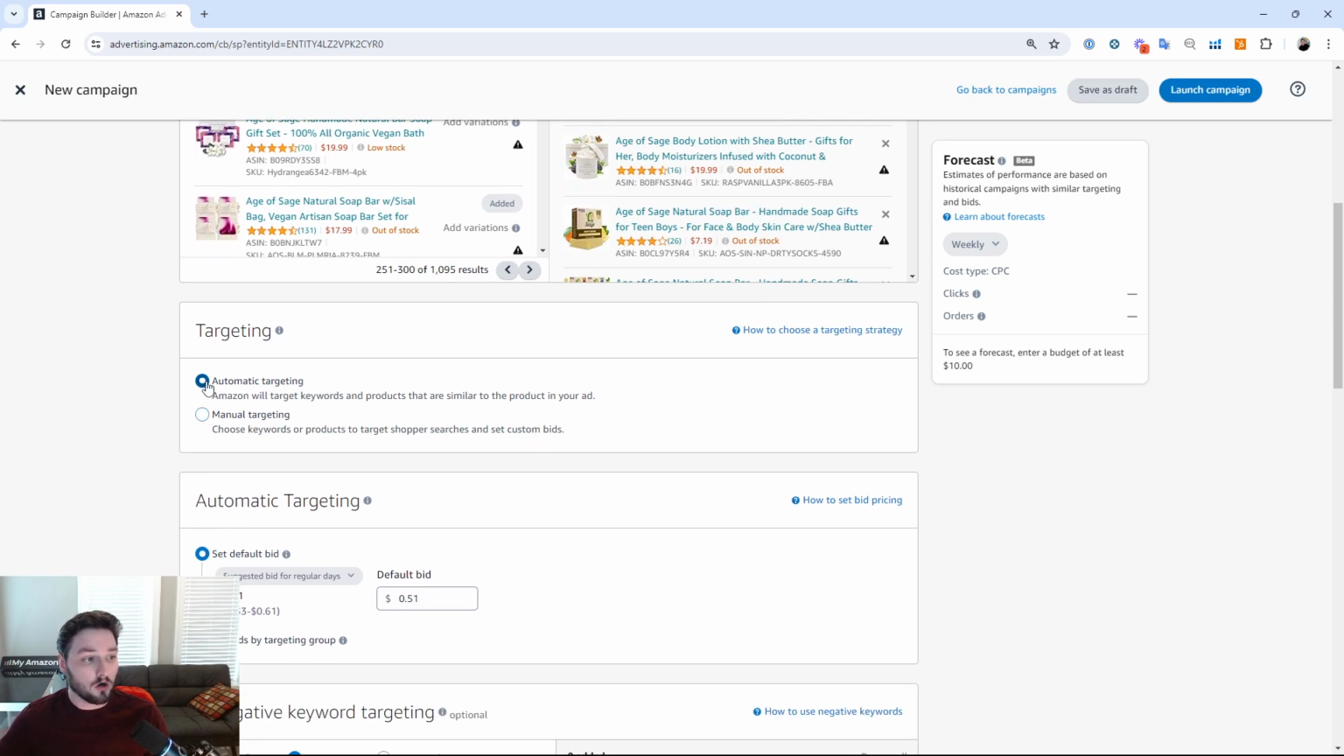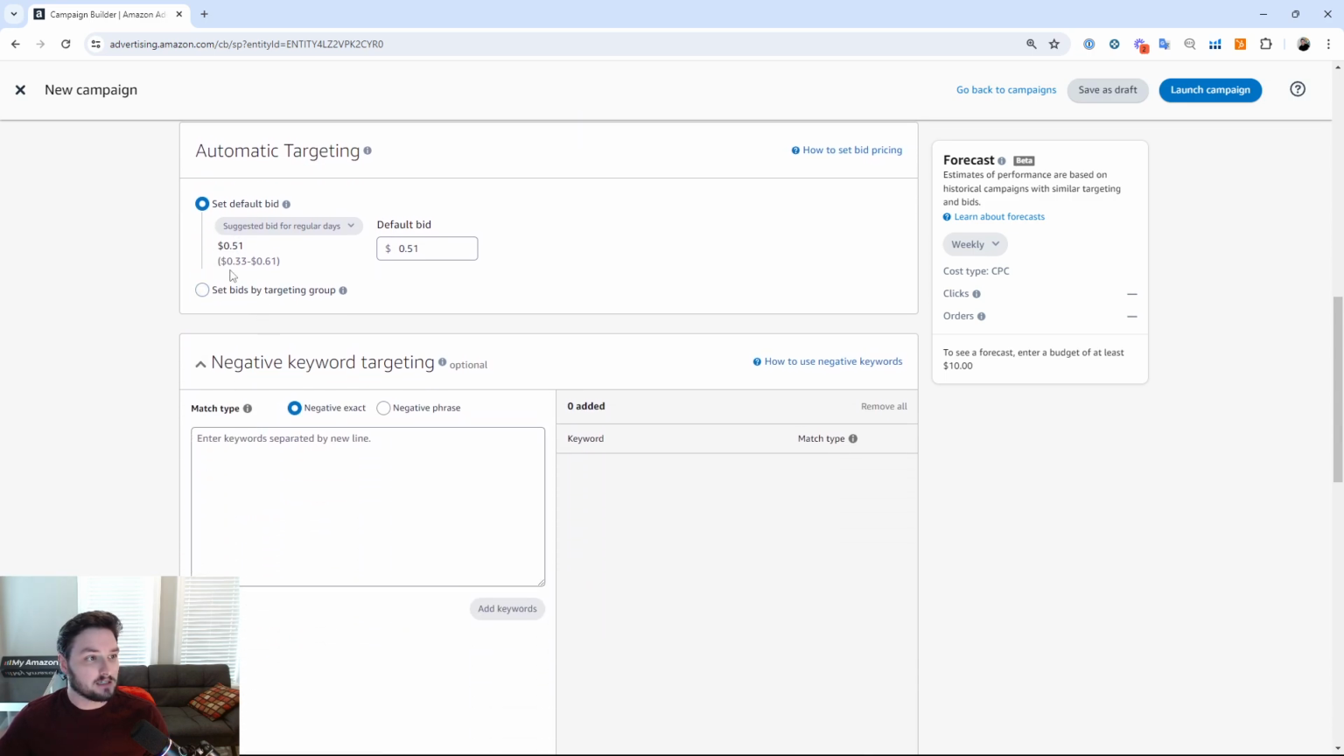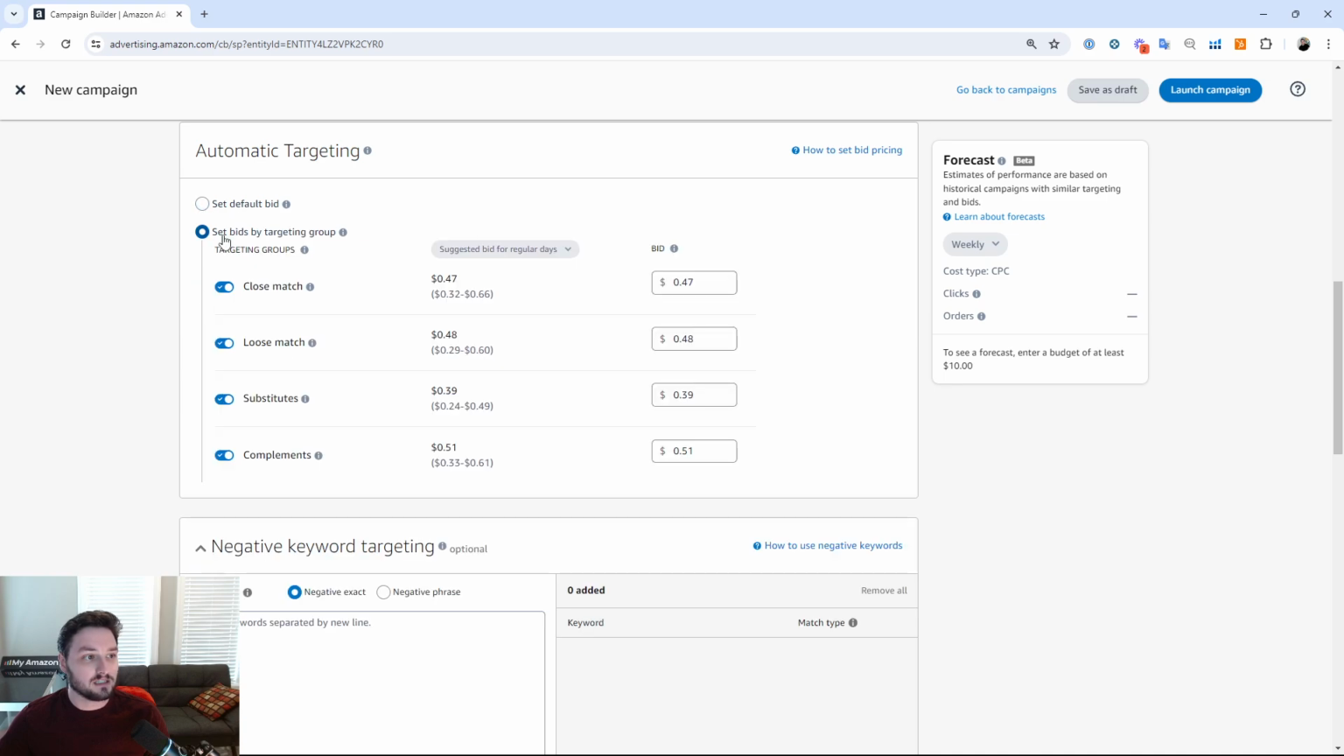So this is an auto targeting campaign, so you are going to keep it on automatic targeting. And then for our default bids, we're actually going to be setting bids by targeting group. So for all of these bids, you can see our suggestions so far around 47 cents, 48 cents, 39 and 51. I like to start out very, very low with this campaign. Again, the purpose here is to have very, very low spend. And if you get even one sale off of it, it's going to be really, really useful.